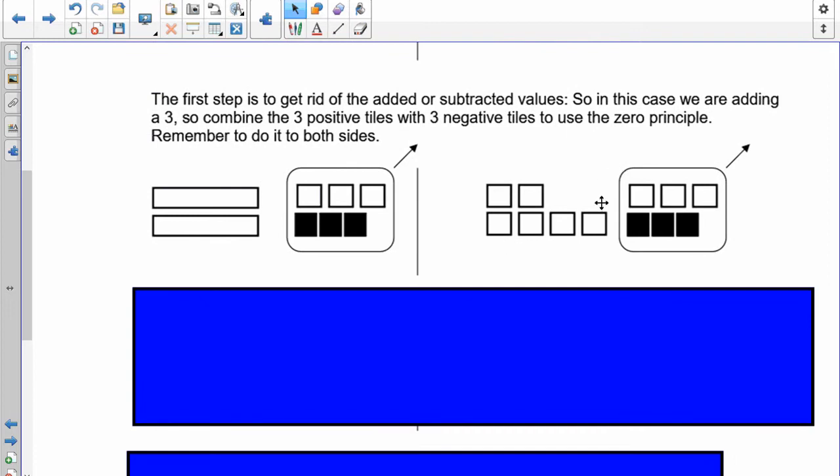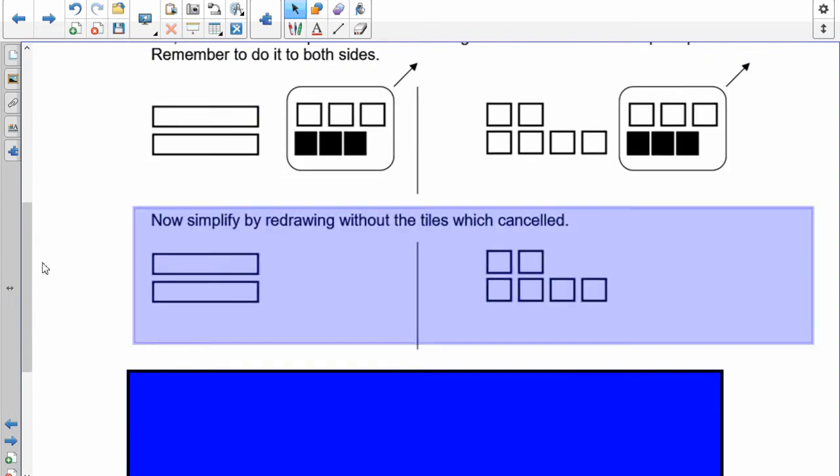So what I've done is I've drawn out 3 tiles and put them with the 3 negatives, and this becomes 0. That becomes 0. And of course, to show this on your test, all you do is circle the ones you want to cancel and arrow them out of the way. Okay? Now, once that's done, we'll have this left.